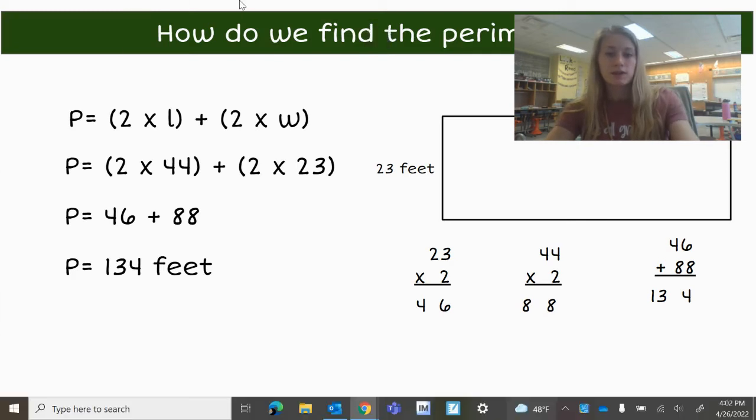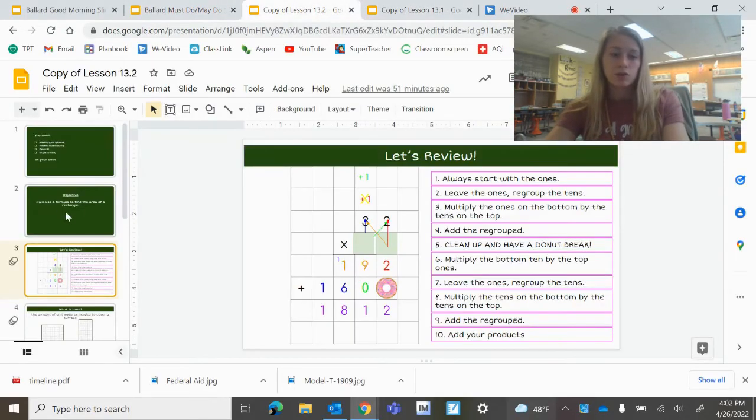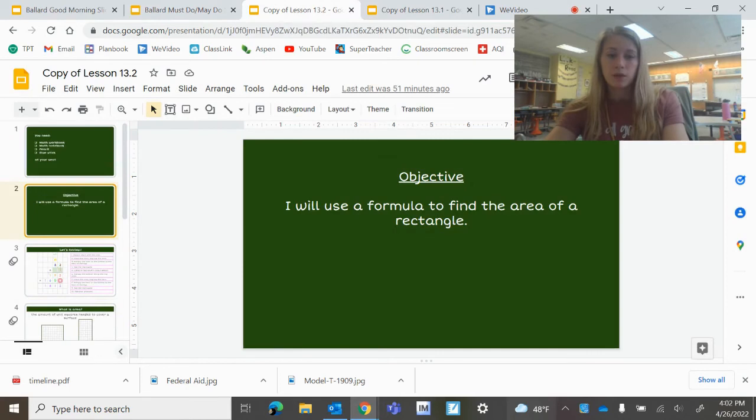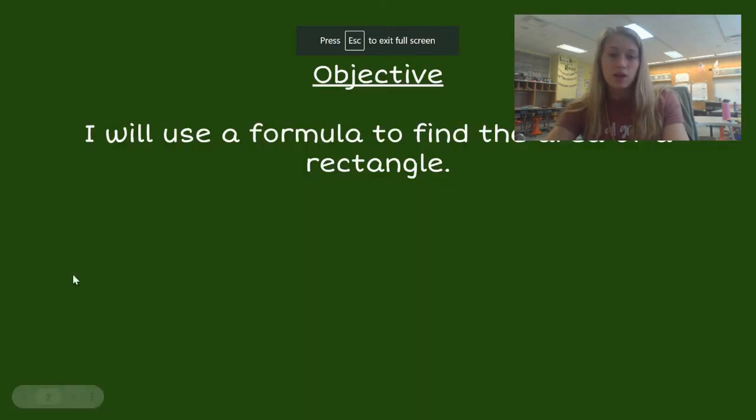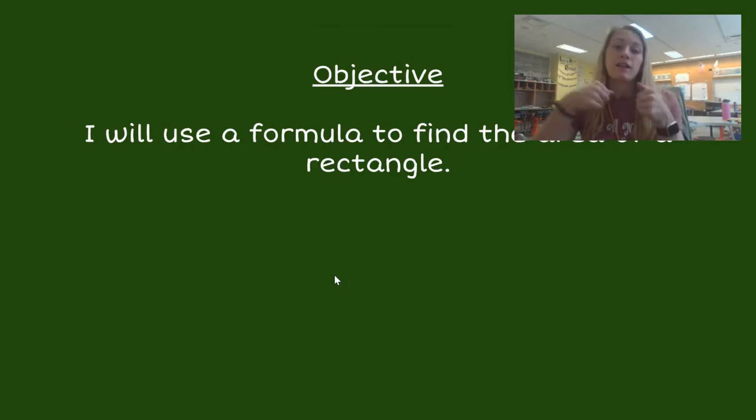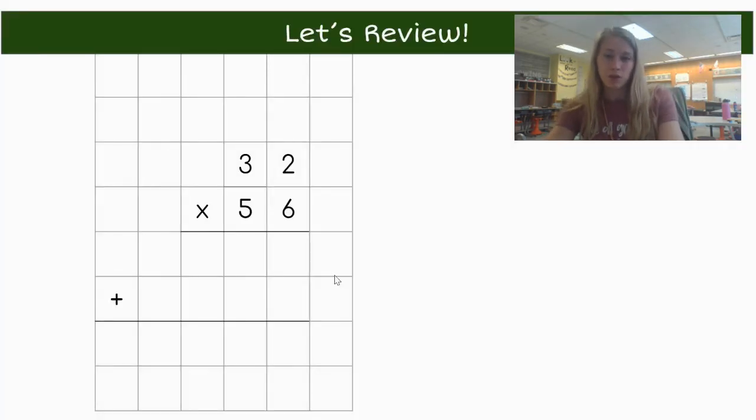All right, now we're going to go to the second part of this lesson, which is reviewing area. Area is the inside. So our objective for this one is: I will use a formula to find the area of a rectangle. Now remember, Active Allie likes to play inside the playground. She gets to play in the area, while poor Pete has to walk the perimeter, the outside of the playground.